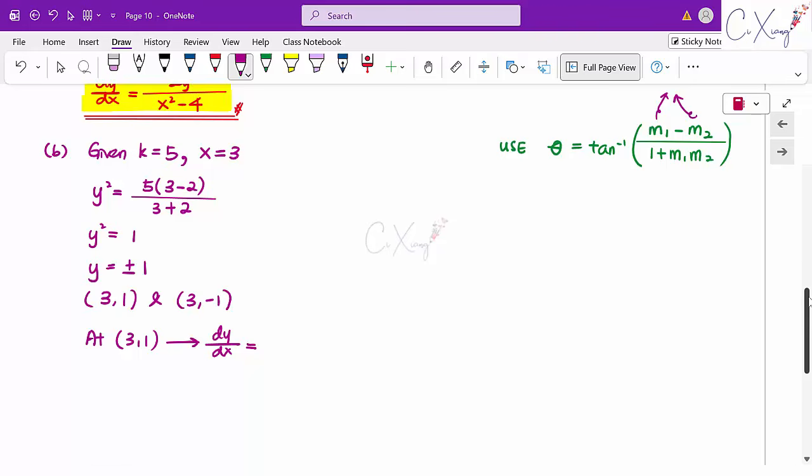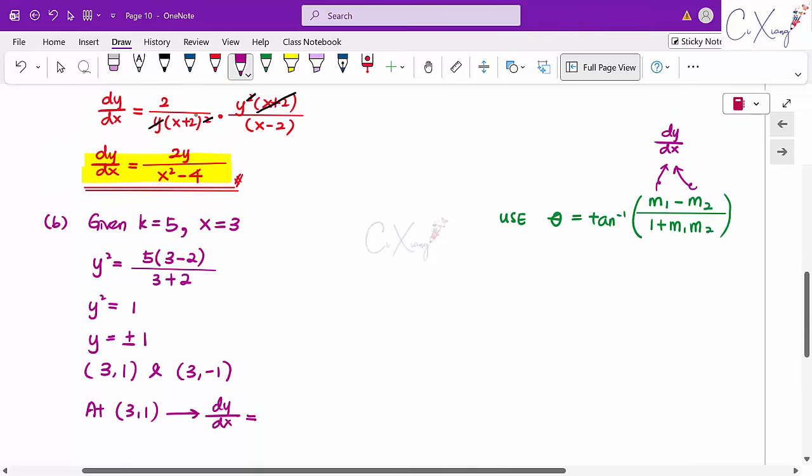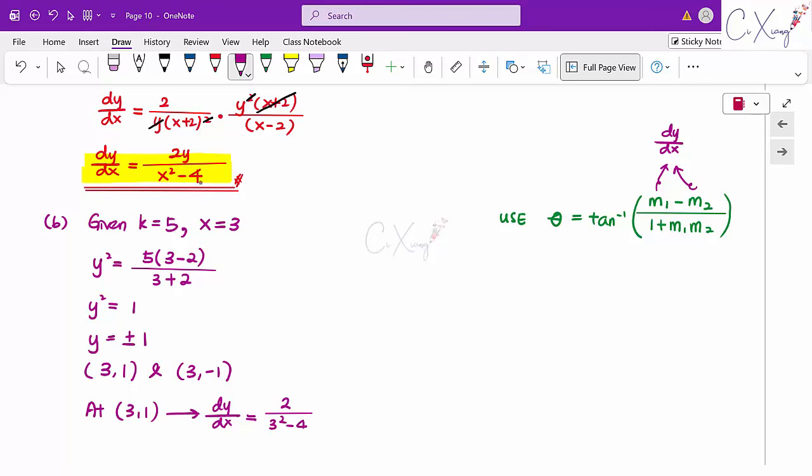You have successfully found the dy dx just now, right? In part A, which is 2y over x squared minus 4. So 2 multiplied with 1, you get a 2. X squared minus 4 give you the value of 3 squared minus 4. And you are getting the first gradient, which is 2 over 5.